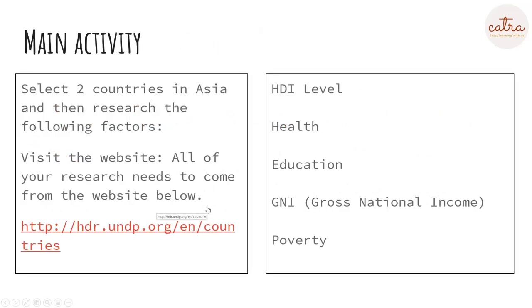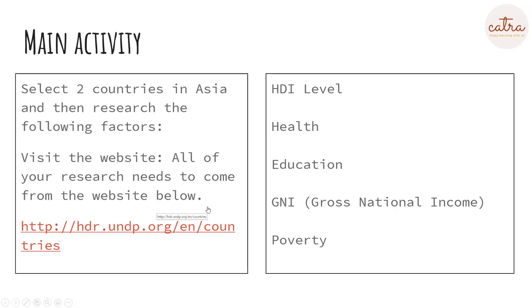Now, what you guys are going to do, your project, is you're going to choose two countries in Asia. We're in Asia this 6 weeks, and you're going to research the following factors. What are those two countries' HDI levels? What are their health levels, education levels, GNI, which is gross national income? How much money do they make? And finally, what are their poverty levels?